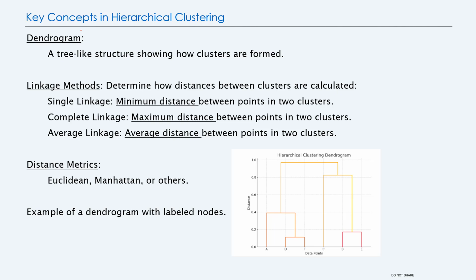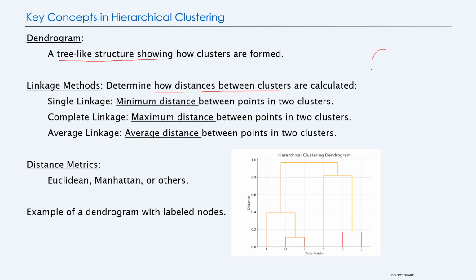So what is the concept in hierarchical clustering? It's a tree-like structure showing how clusters are formed. For example, when you take all the points, there's a cluster of D and F, a cluster of A by itself, a cluster of C by itself, and a cluster of B and E together. So we can determine how the distances between the clusters are calculated.